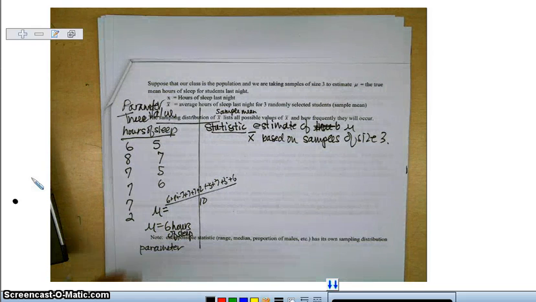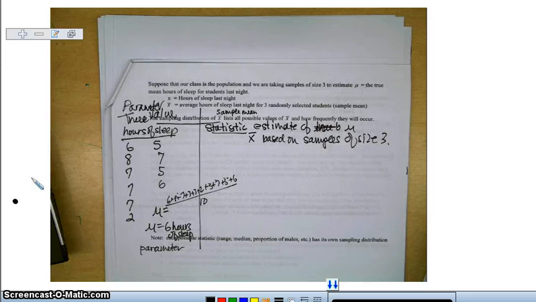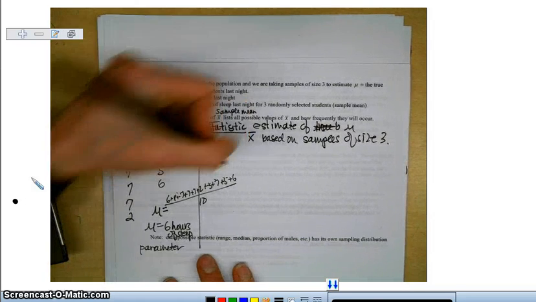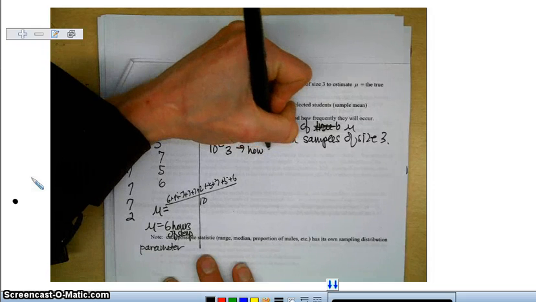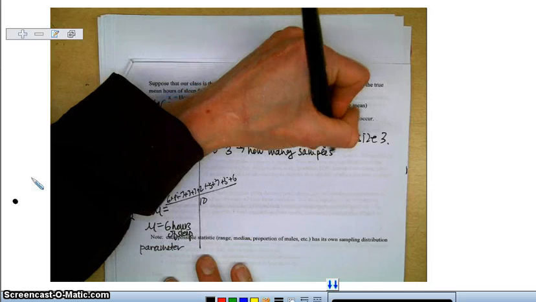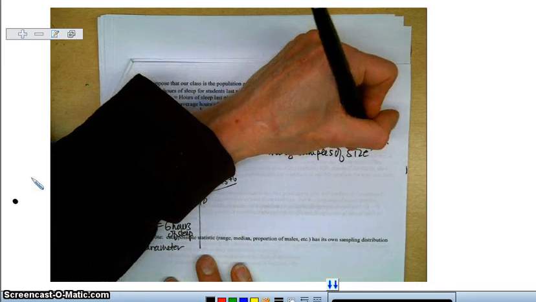So if I have 10 students in here, how many samples of size 3 can I get? This is 10 choose 3. Okay? 10C3 will tell us how many samples of size 3 I can get.